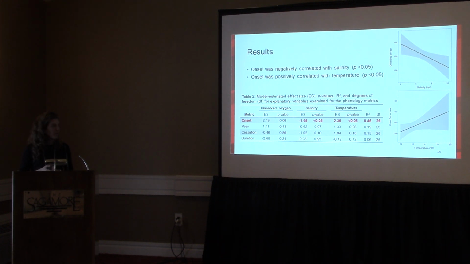So with salinity, a 1 degree change in salinity indicates a 1 day earlier spawning, and then a 1 degree increase in temperature indicates like a 2 day earlier onset of spawning. And so this is not really what I was expecting for temperature. I was expecting it to be negatively correlated, especially as the Hudson River is warming, so I'll be digging a little bit more into this.